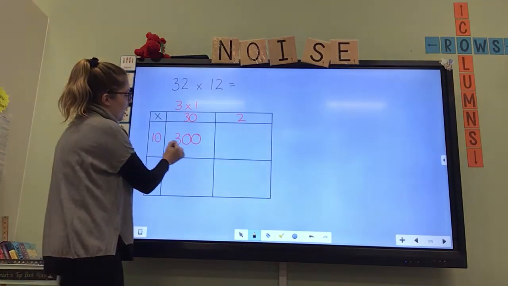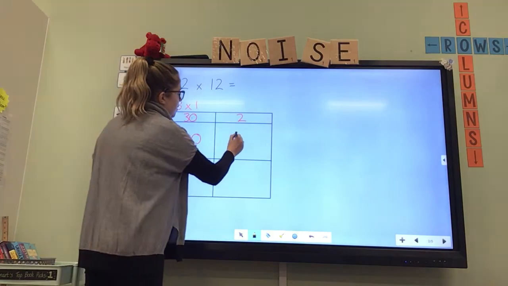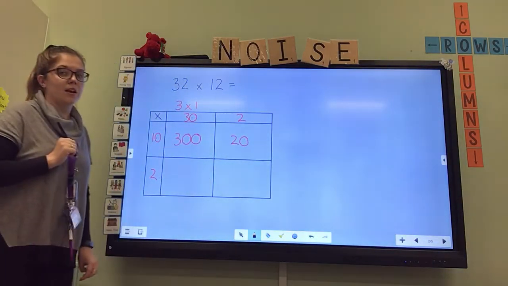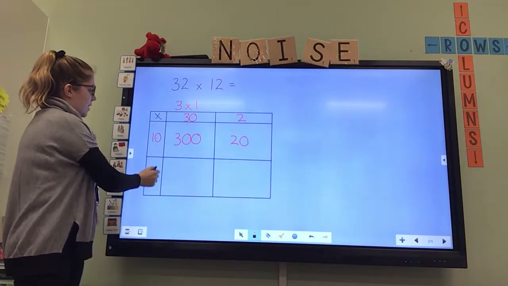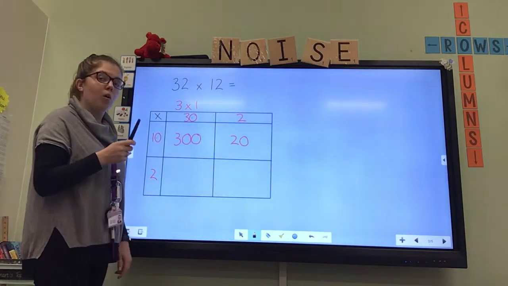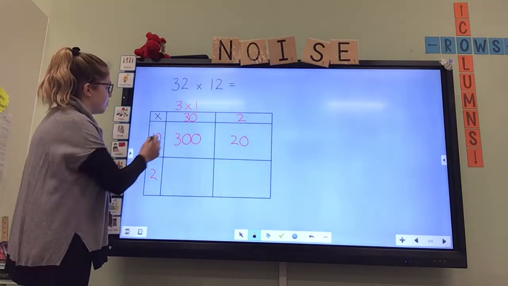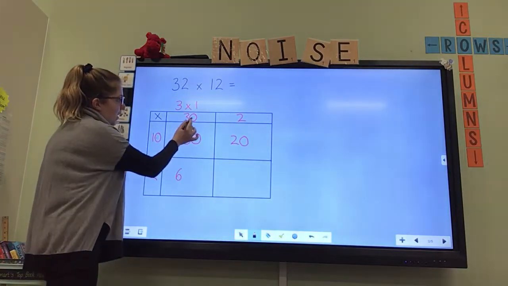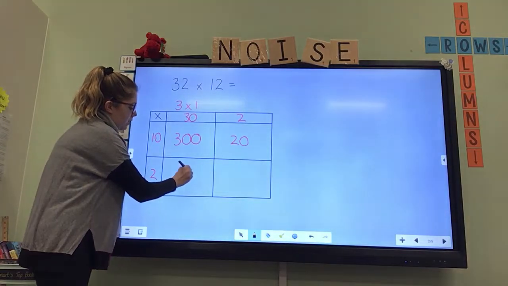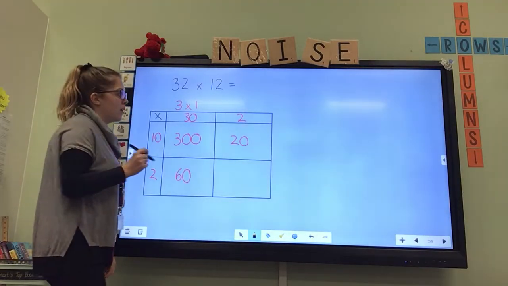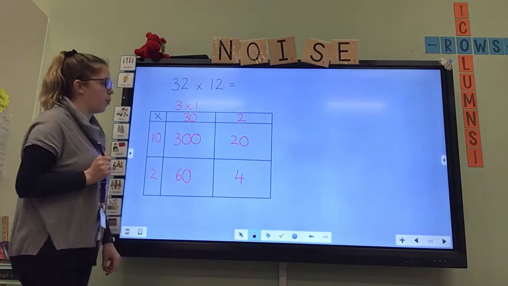So we see we've got to do 10 multiplied by 2. 10 times 2, that's right, it is 20. Then we can do our second row. Well, we've got 30 times 2. Or what could we also think of that sum as? It could be 3 times 2, which we know is 6, but it wasn't 3 times 2, it was 30 times 2, so we know our answer's got to be 60. And then finally, we've got 2 times 2, which we know is 4.